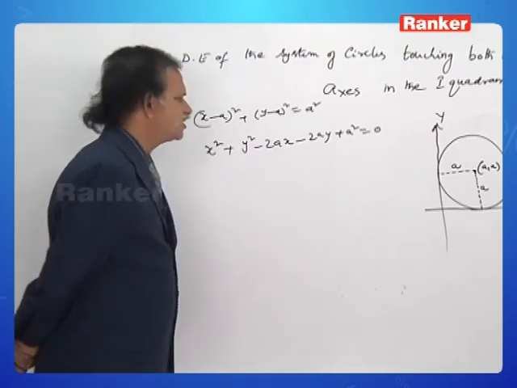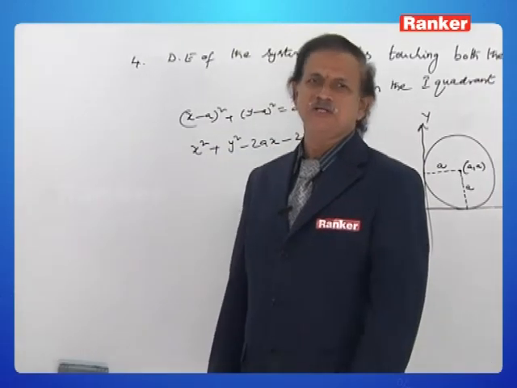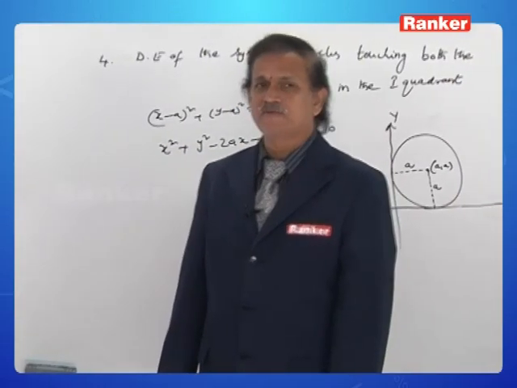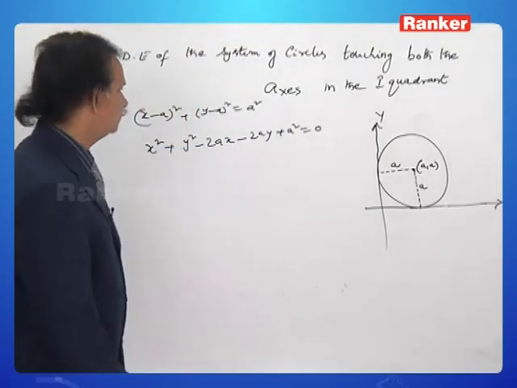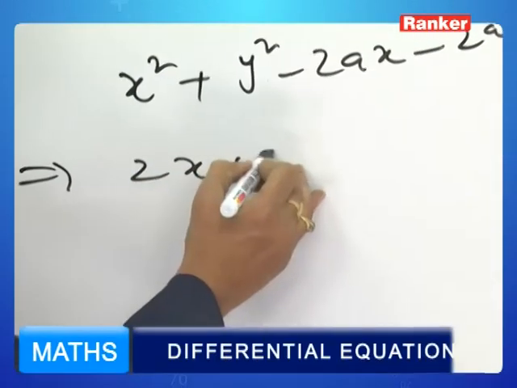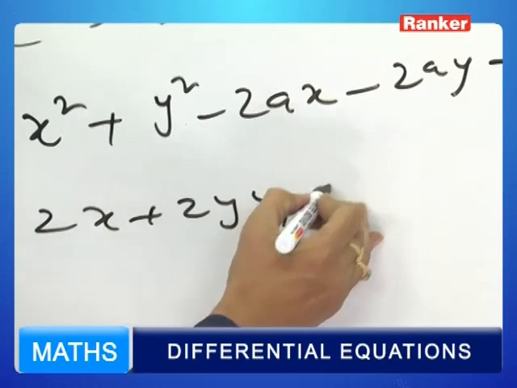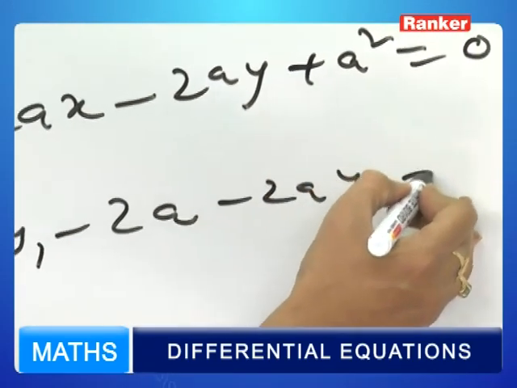How many constants are here to be eliminated? Again, here is only one constant. How many times are you supposed to differentiate? Only once. Let us do the same. What happens? 2x plus 2y y1 minus 2a minus 2a y1 is equal to 0.